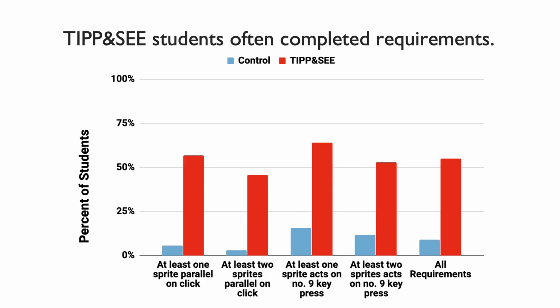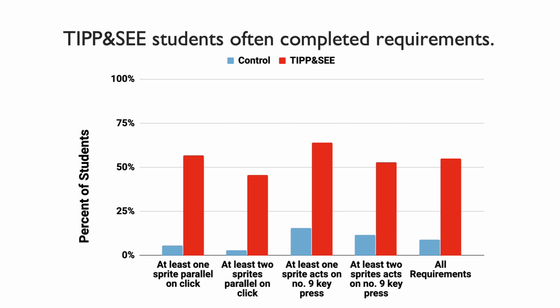On this graph, we have the completion rate of each requirement for Parallel Path, with the control students on the left and TIPP SEE on the right. Less than 25% of control students completed any single requirement, while almost 75% of TIPP SEE students completed one requirement. More than half of them completed all their requirements. And this is especially noteworthy as student struggles with the concept of parallelism are very well documented from the K-12 to the university level.